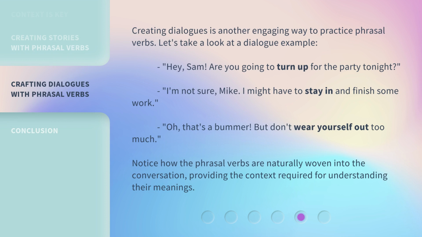Creating dialogues is another engaging way to practice phrasal verbs. Let's take a look at a dialogue example.